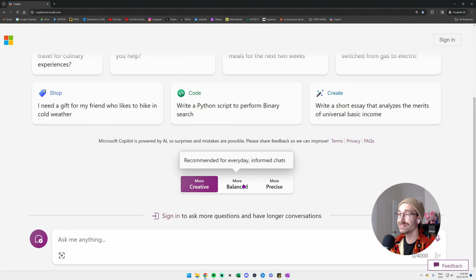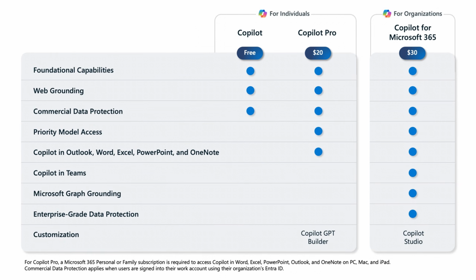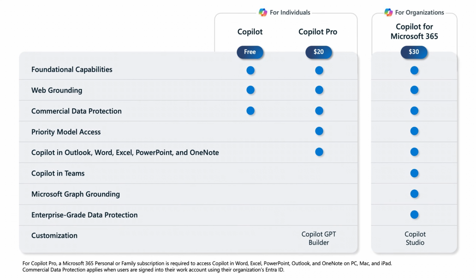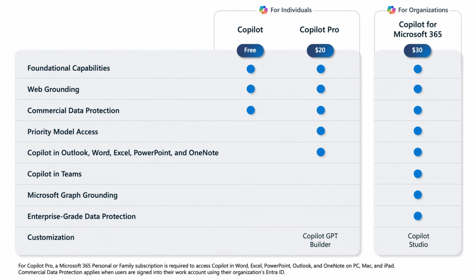You can be more balanced, which is recommended for everyday and really informed chats, or you can be more precise, which starts a concise chat, useful for fact finding. Unfortunately, ChatGPT doesn't offer this kind of conversation style. There is a free version, but there is also a pro version which costs 20 USD per month. It is subscription fee based and it is really powerful.